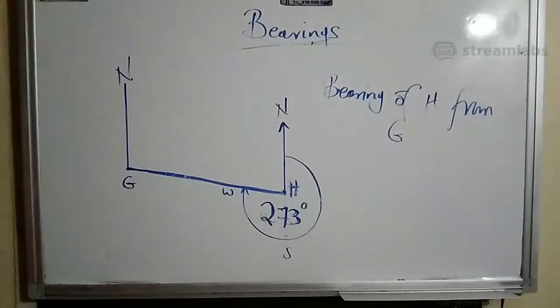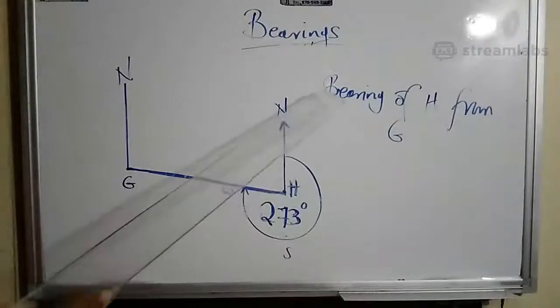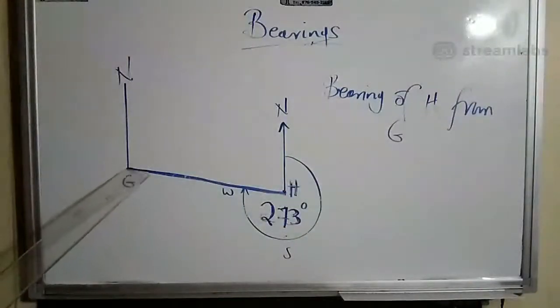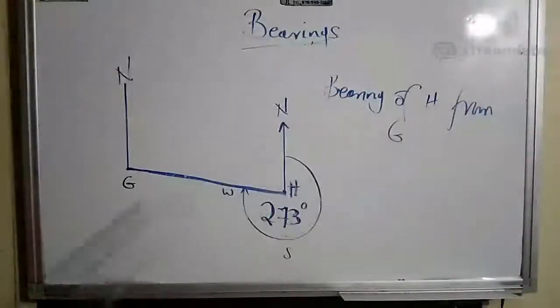And we said that whenever the bearing, the "from" tells us where the angle is going to form. Like how this has "from G", we know that the angle will be right here.